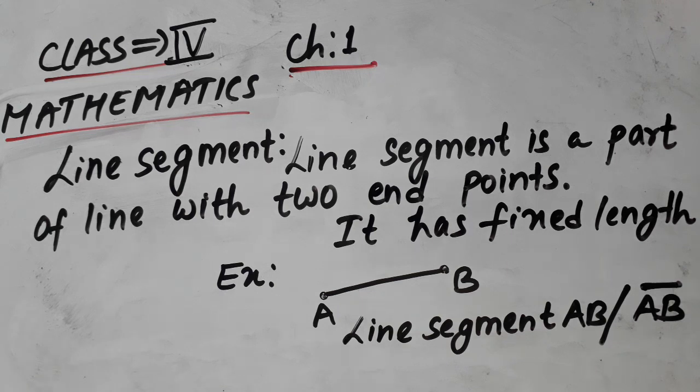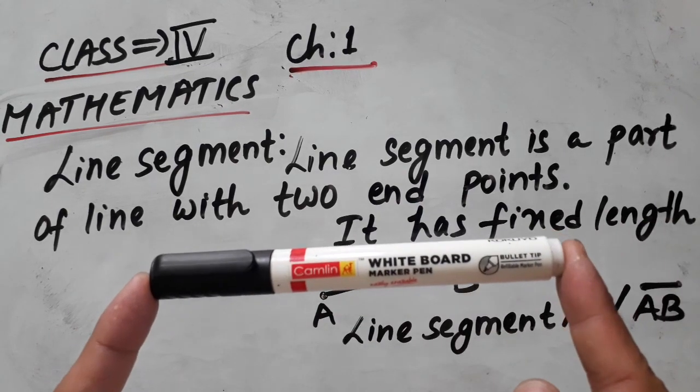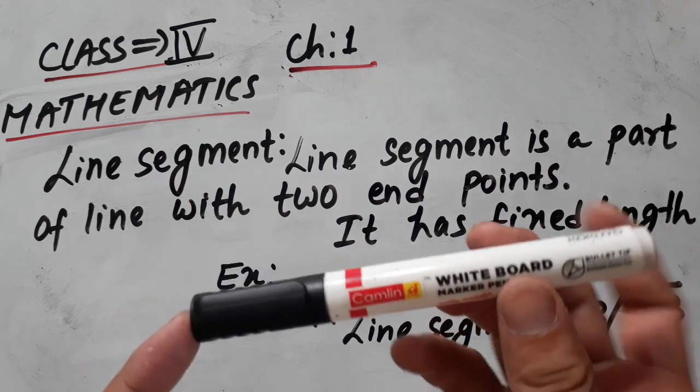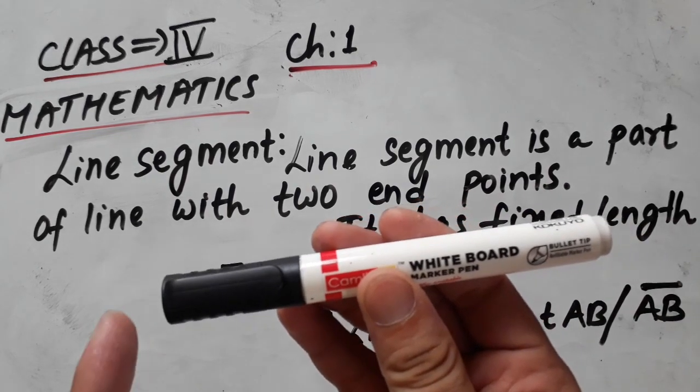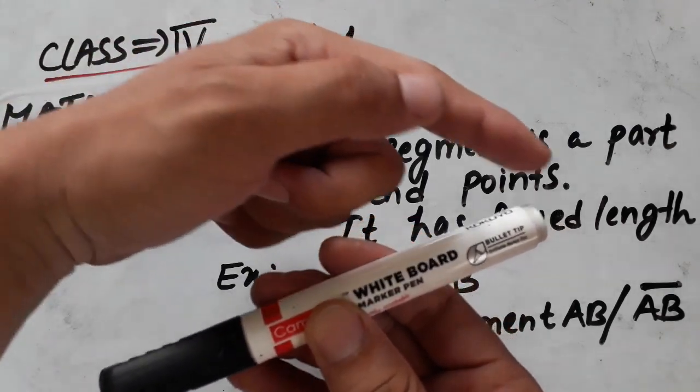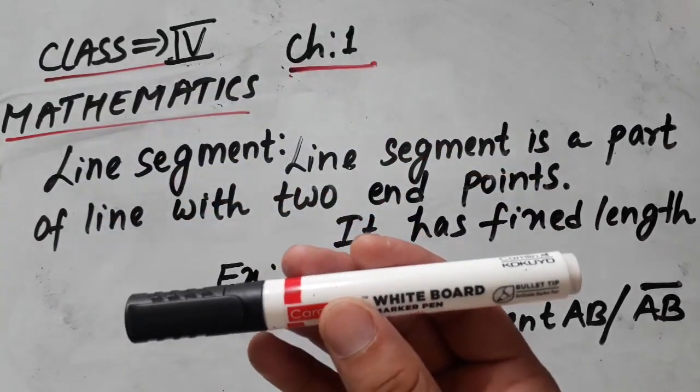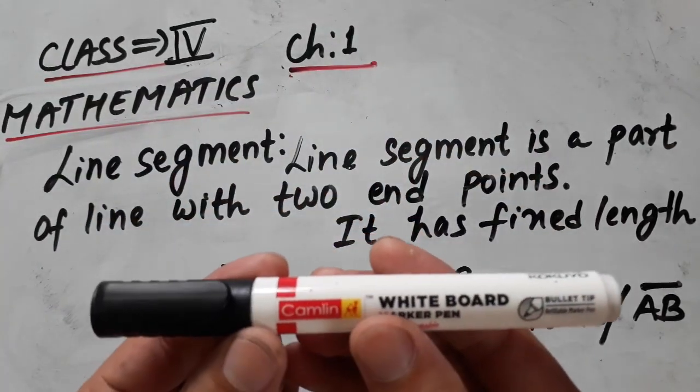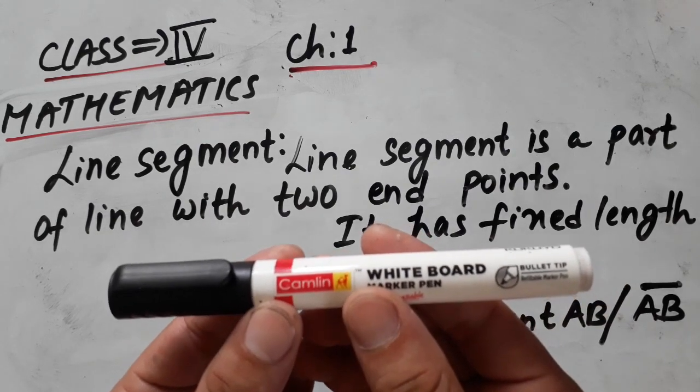So students, I would like to give you one more example of line segment. Look at this. This is a marker. You can see marker has got two endpoints, one endpoint, two endpoints. We cannot extend this marker.